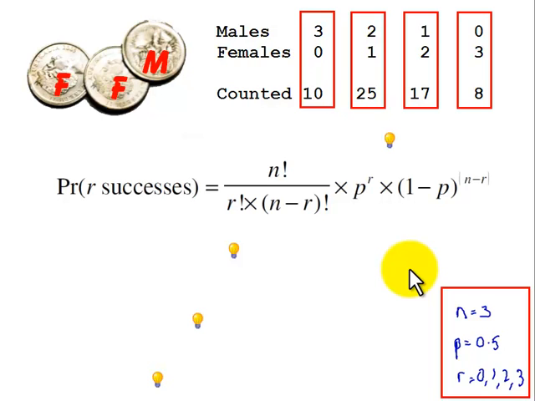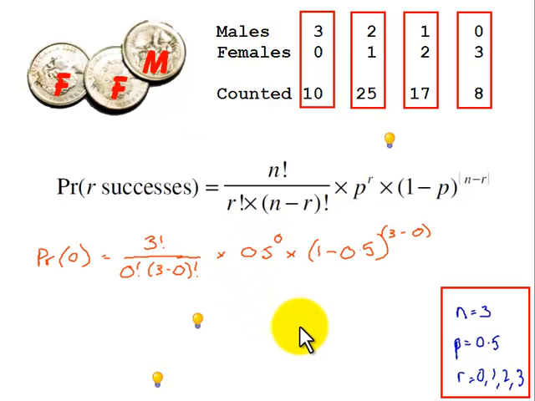Then finally, R refers to the number of successes we're considering at that particular time. So to start with, we'll look at R equals 0. We'll look at the first case where there are no female chicks. Then we'll look at R equal to 1 for 1 female chick, and so on until we've worked out the probabilities for the entire distribution.